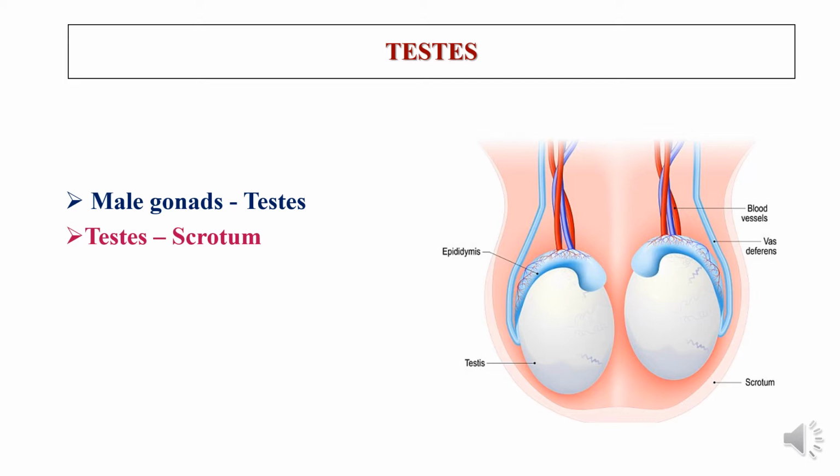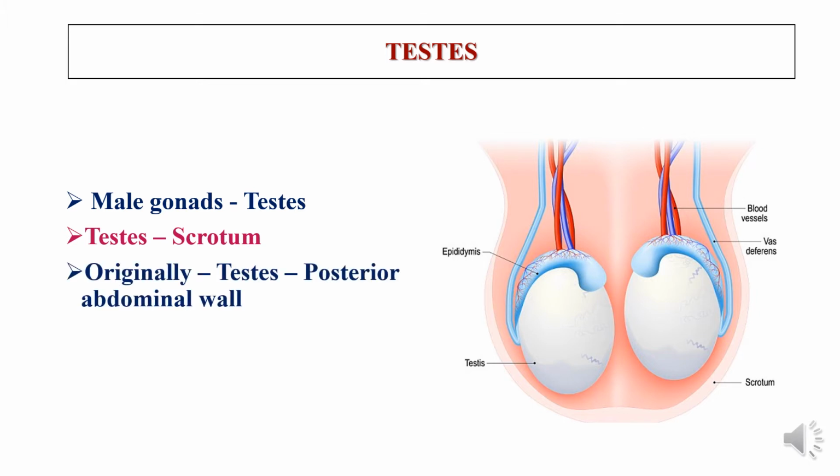These testes are enclosed within a saccular structure known as the scrotum. Originally, the testes are located on the posterior abdominal wall. During embryonic development, they descend down the abdomen and through the inguinal canal to reach the scrotum. They carry their neurovascular and lymphatic supply with them during the descent.